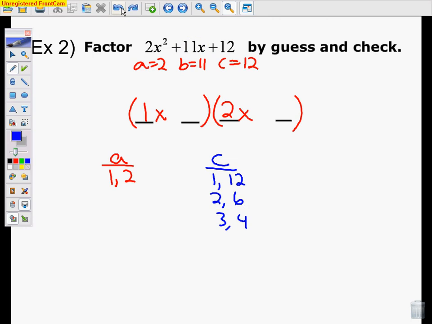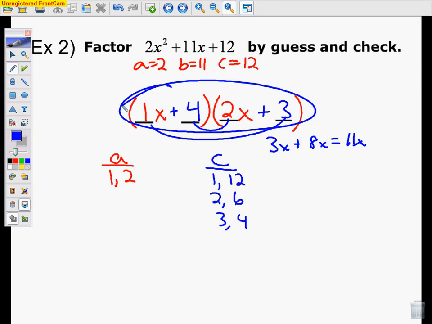Alright, I would start with the 3 and 4. That seems to be the most logical choice to me. So let's put plus 3 and a positive 4 there. So outer, you get 4x. Inner, you get 6x. 4x plus 6x, that's 10x. Didn't work. Let's switch them around to see if that works. Alright, so let's put the 4 here and the positive 3 there. So outer, you get 3x. Inner, you get 8x. 3x plus 8x equals 11x. That's the one that we want. Okay? So this is our answer.